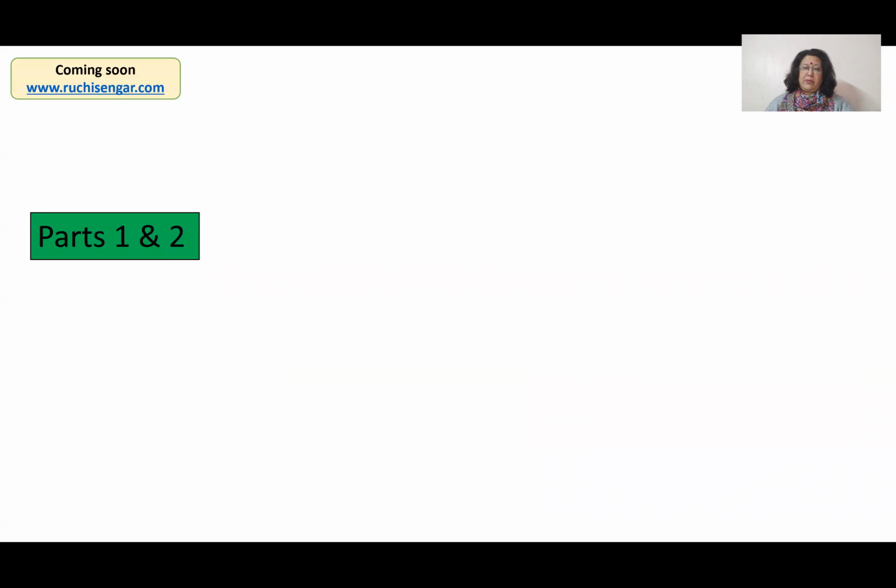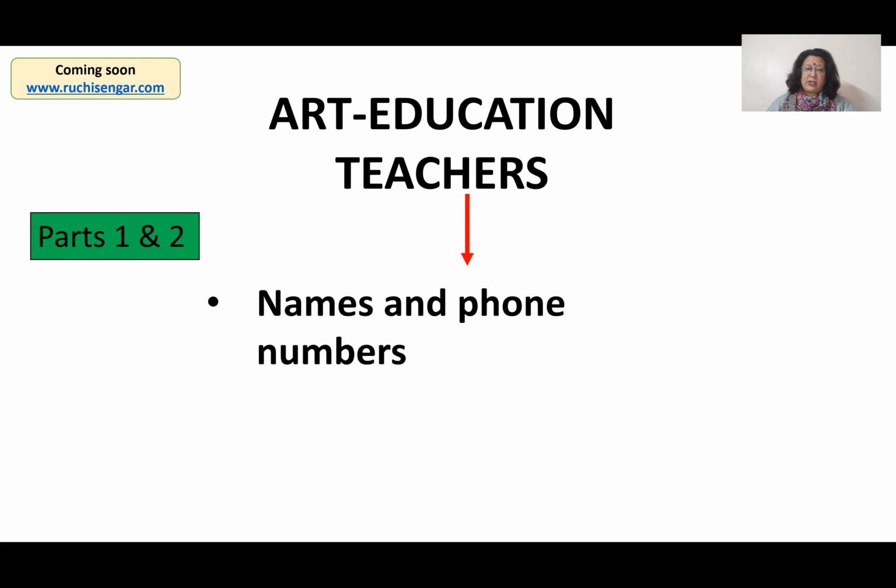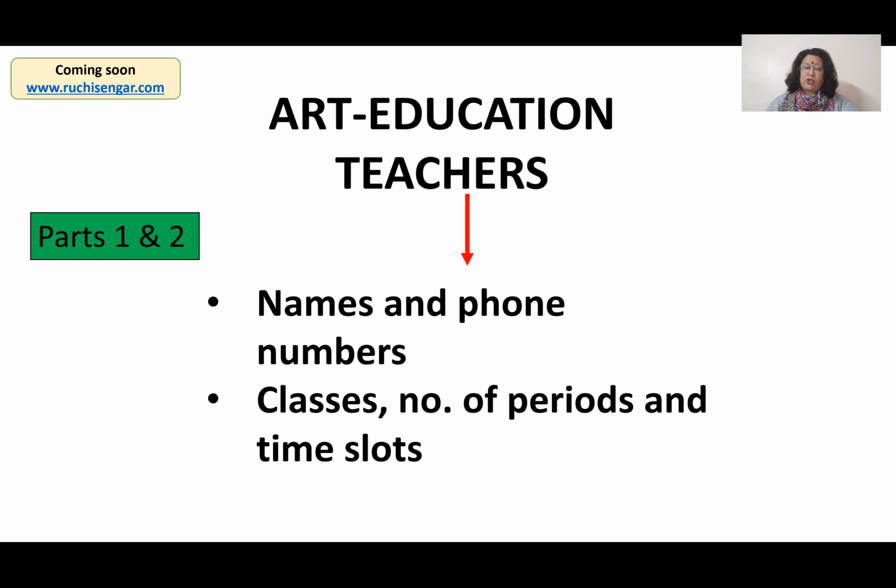So when you open the Kala Setu, and I'll be showing the visuals to you in a bit, there are two parts. The first two parts that you'd see are for the art education teachers. The first and the second part are going to be about their names and phone numbers. It's also going to include their classes, number of periods and time slots. So the Kala Setu parts 1 and 2, that's what it caters to.